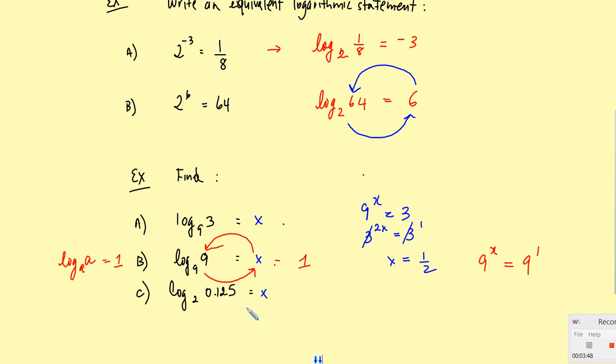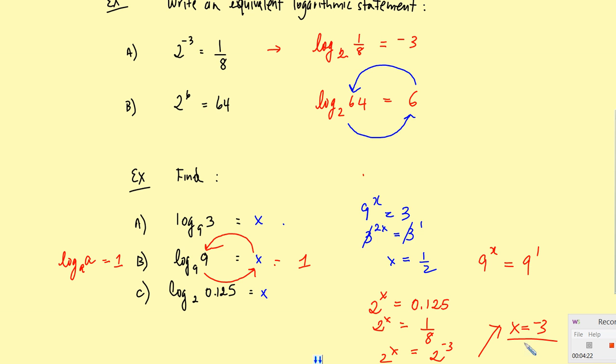And if I have log base 2 of 0.125 equaling x, that would mean I would have 2 raised to the power of x equals 0.125, and I can figure that out by rewriting 0.125. So this would be like saying 2 to the power of x equals 1/8, and 2 to the power of x equals 2 to the power of negative 3, where my value of x would equal negative 3.